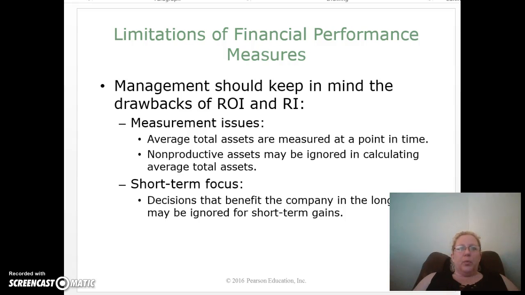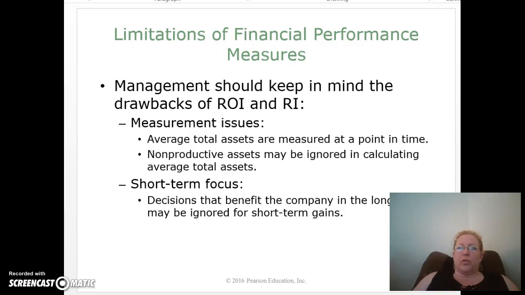So a company may prefer to use RI over ROI for performance evaluation because RI is more likely to lead to goal congruence than ROI. Recall that total assets is a balance sheet amount, which means that it's a snapshot at any given point in time. Because the total assets amount will be different at the beginning of the period and at the end of the period, most companies choose a simple average of the two amounts in their ROI and RI calculations.